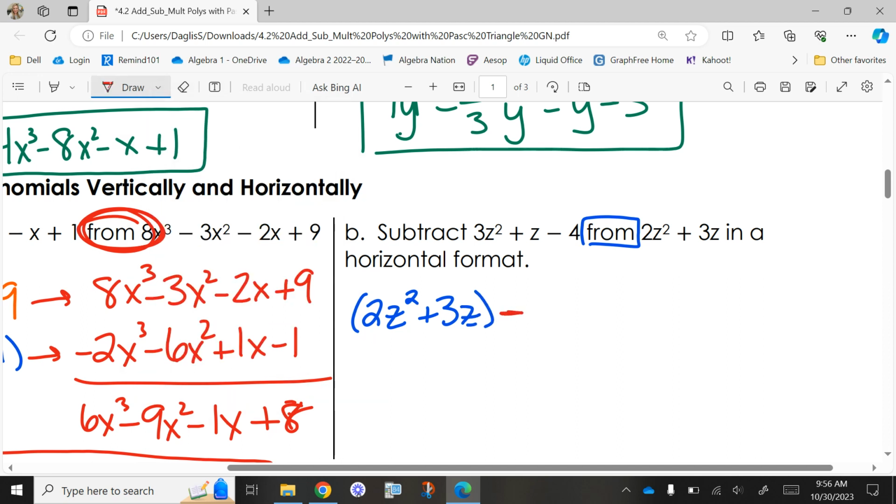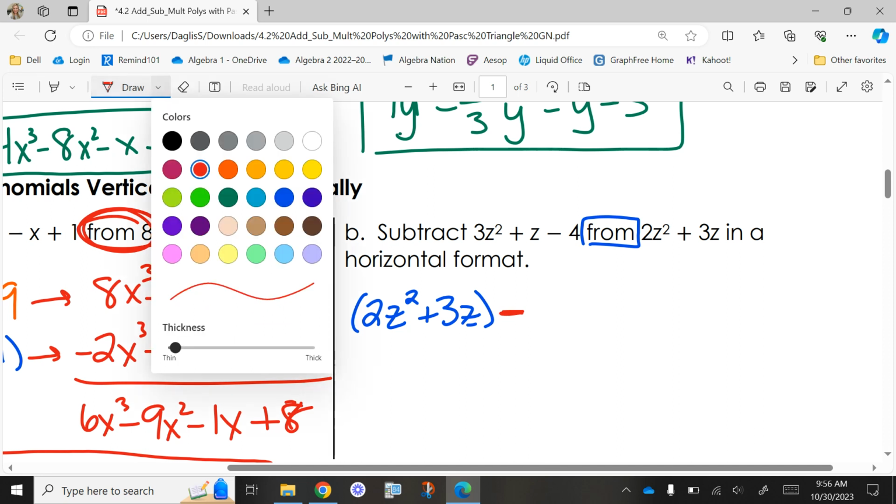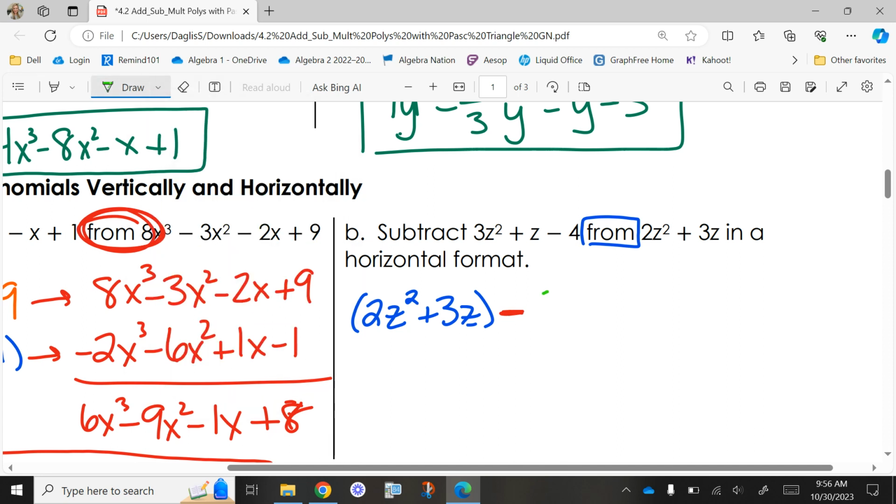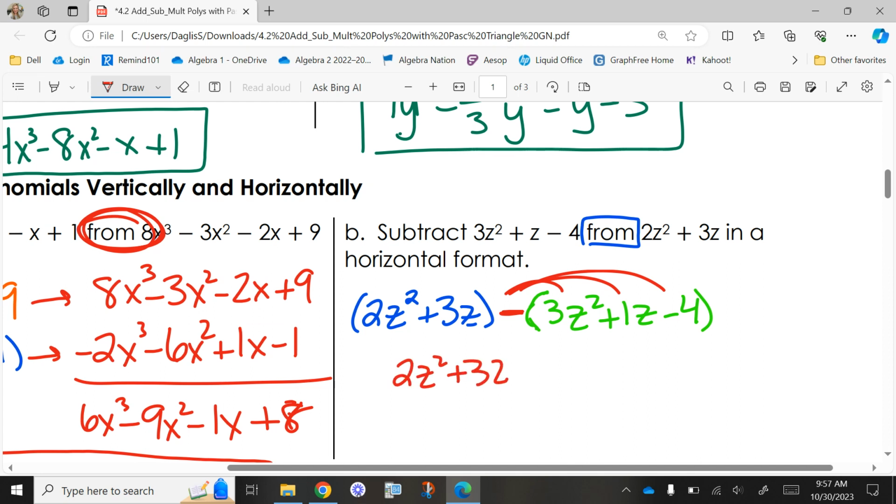subtract our other piece, which is going to be 3z squared plus 1z minus 4, like that. Just like before, let's go ahead and distribute that negative to all these pieces on this side. So we have 2z squared plus 3z, but now we have minus 3z squared, minus 1z, and positive 4.